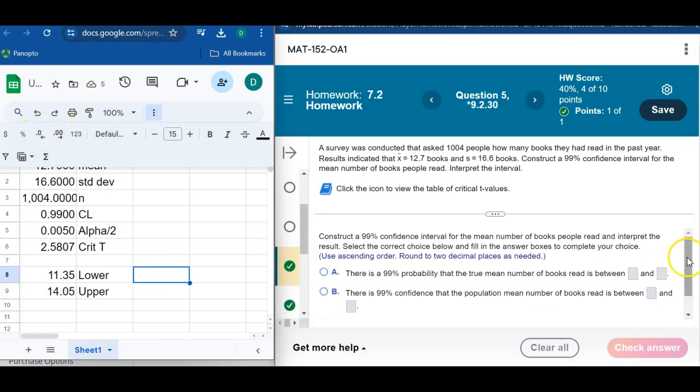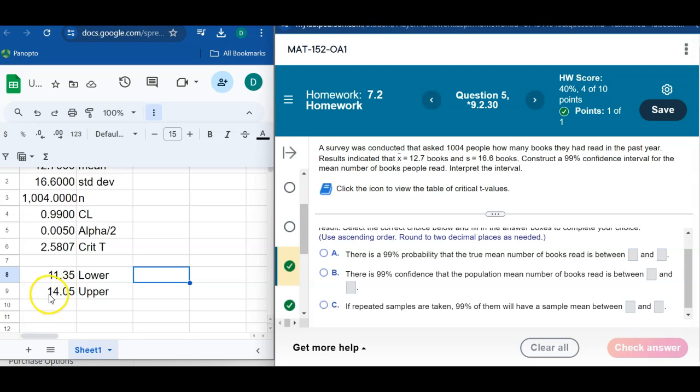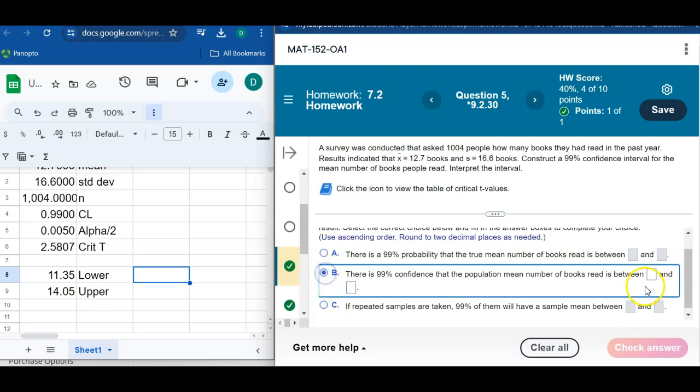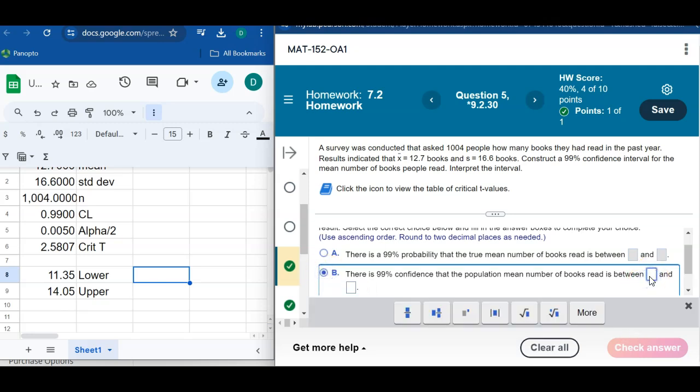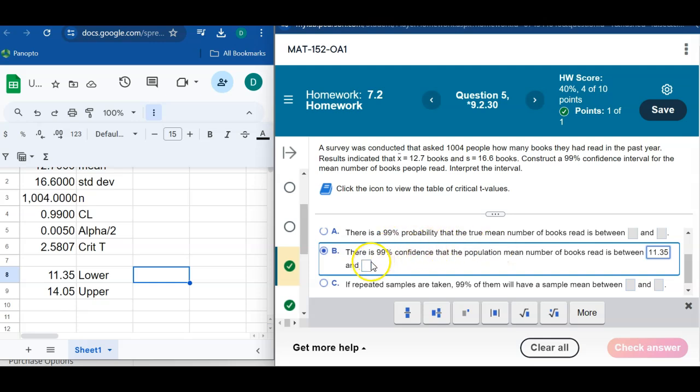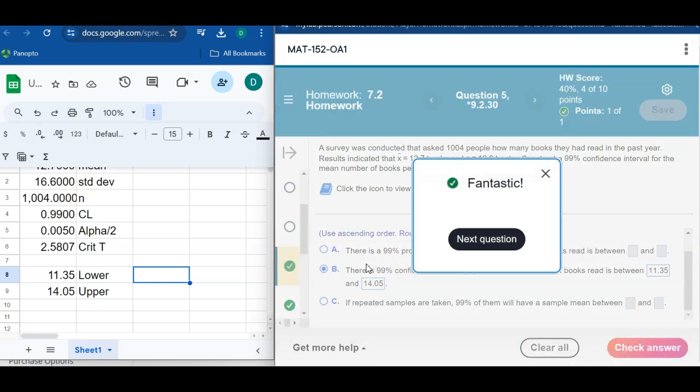Once we do that, we've got the 2 numbers, but we still need to know the correct interpretation. It's always going to be the one that talks about confidence. These are called confidence intervals, and you're confident the population parameter is in your interval. So I'm confident the population mean is in there. So I'm going to select B, and the lower number is 11.35. The upper number is 14.05. So there is my 99% confidence interval.